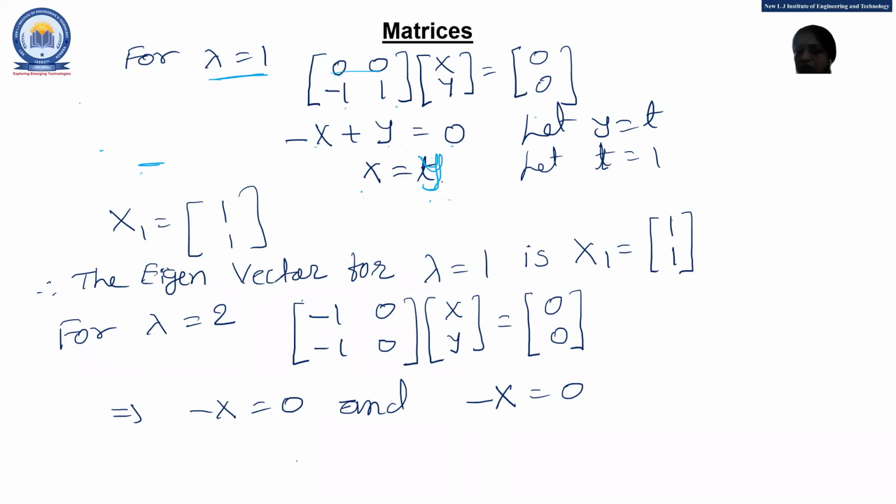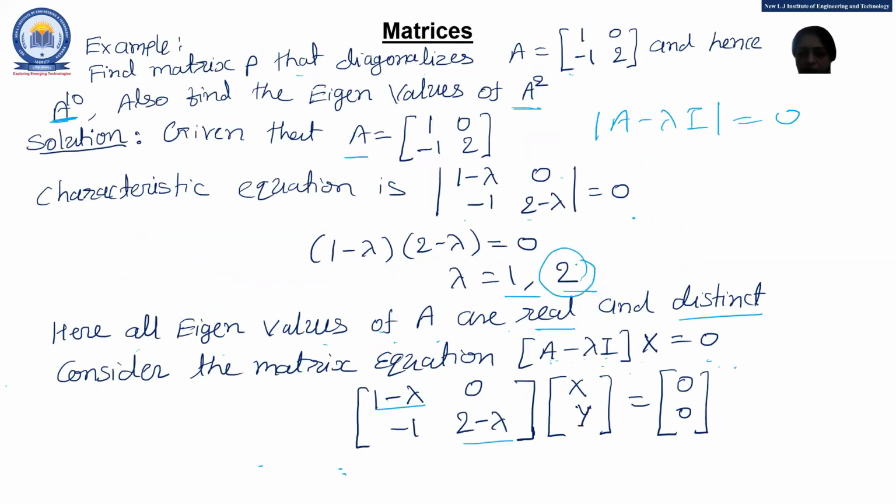What does it mean? It means we have one free variable. Suppose I assume that y is equal to t. Then x and y both are t. If I take t common, my vector is t times x1, and my x1 is 1, 1. So for eigenvalue lambda equal to 1, my eigenvector is 1, 1. Similarly, for the second value, lambda equal to 2.